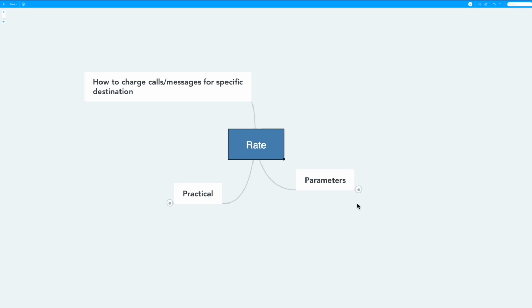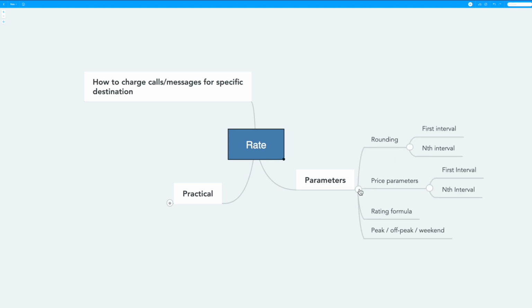So we have created a tariff in our previous video, and in this video we're going to talk about rates. What is a rate? A rate is a description of billing parameters for a specific destination. For example, how we charge for calls to Spain, to Ukraine, etc. Rate entity in cloud billing has the following parameters.